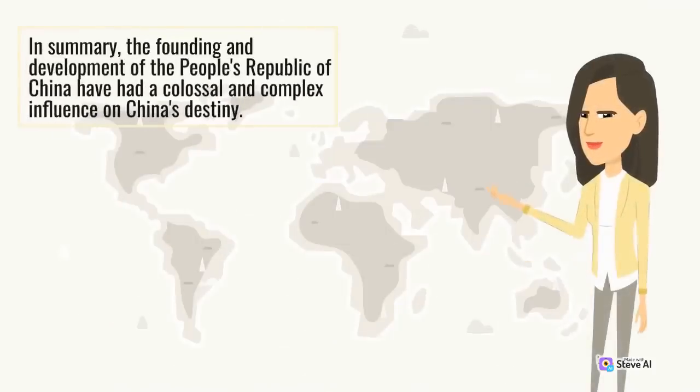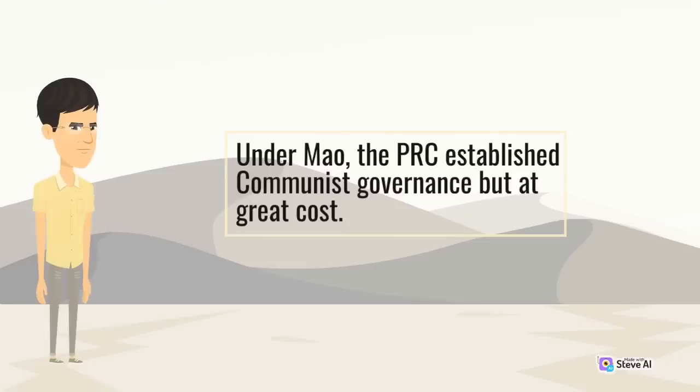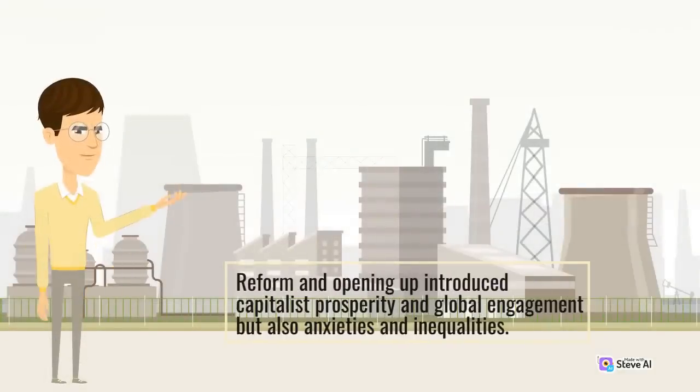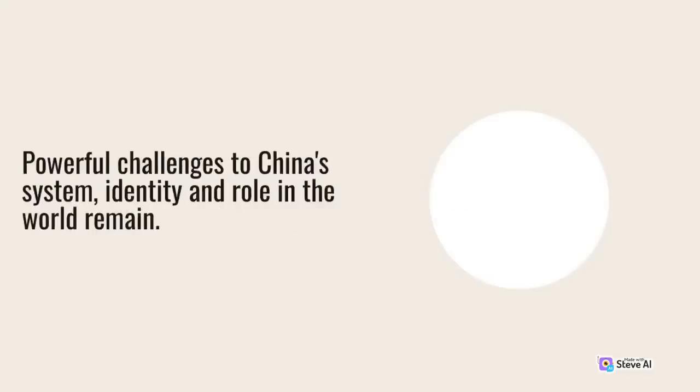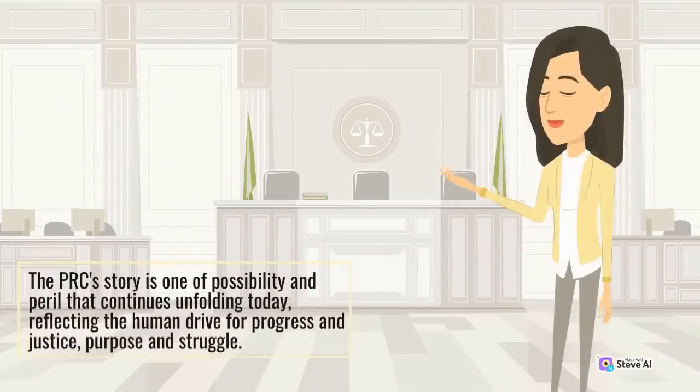In summary, the founding and development of the People's Republic of China have had a colossal and complex influence on China's destiny. Under Mao, the PRC established communist governance but at great cost. Reform and opening up introduced capitalist prosperity and global engagement but also anxieties and inequalities. Powerful challenges to China's system, identity, and role in the world remain. The PRC's story is one of possibility and peril that continues unfolding today, reflecting the human drive for progress and justice, purpose and struggle.